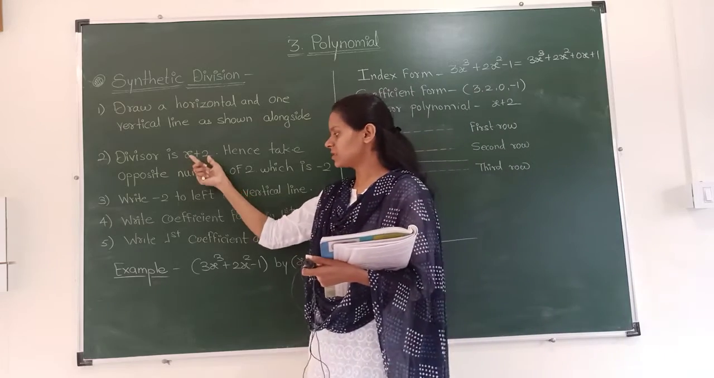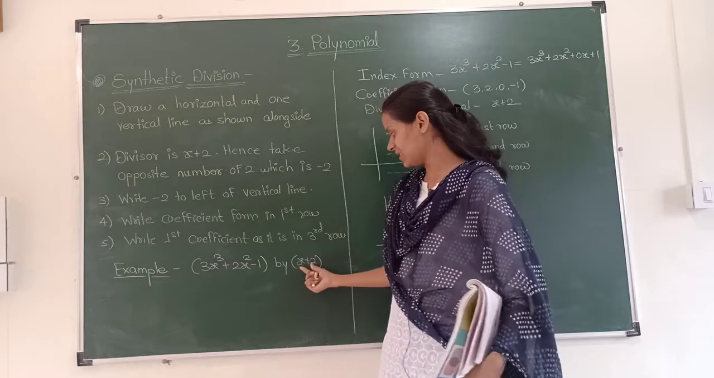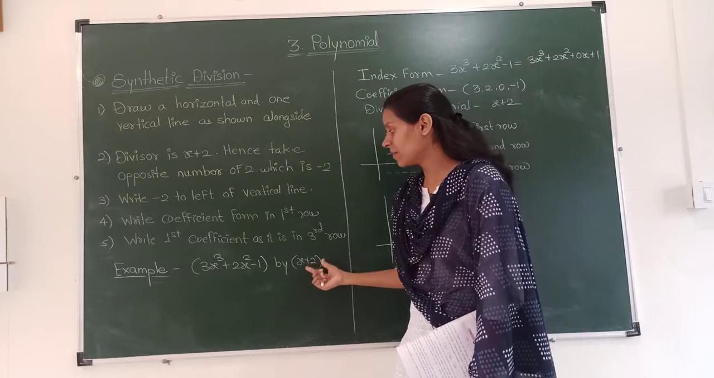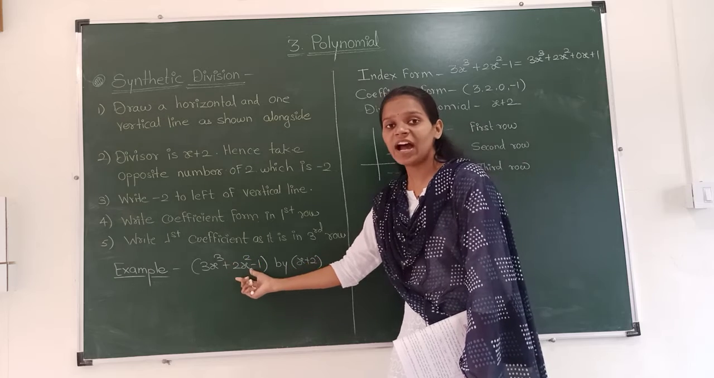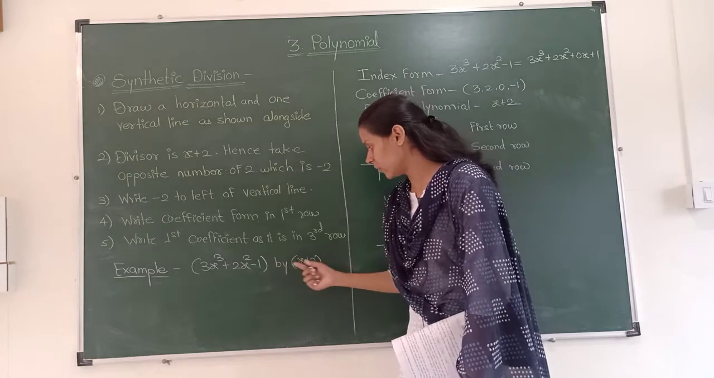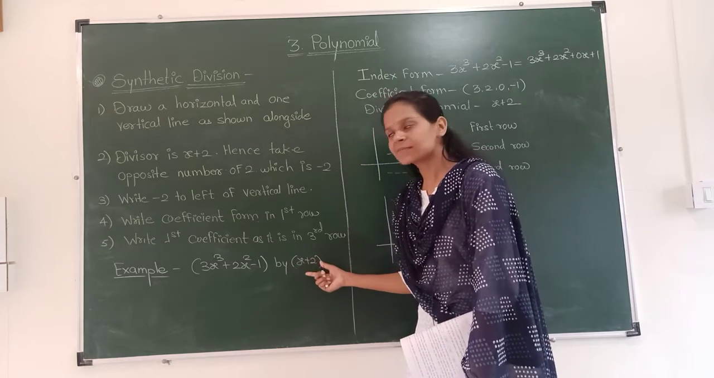Divisor is x plus 2. Suppose we take this example, you can see the divisor is x plus 2. The divisor is the number by which we are going to divide the other polynomial. We are going to divide this polynomial by x plus 2. Therefore, divisor is x plus 2.